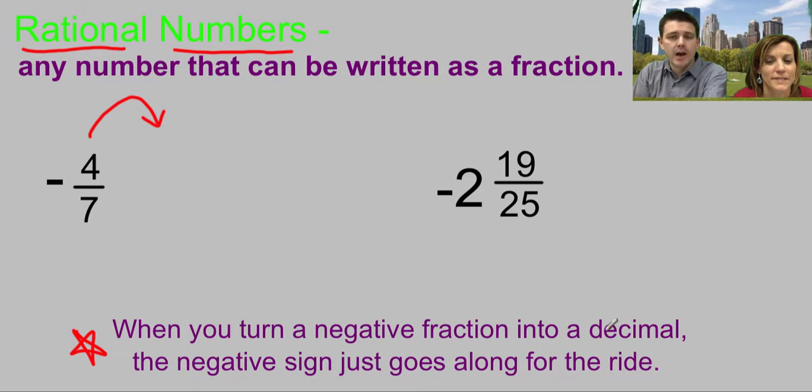When you're turning a negative fraction into a decimal, the negative sign just goes along for the ride. Don't worry about the negative. It just stays in front of the number, and you just do your steps.